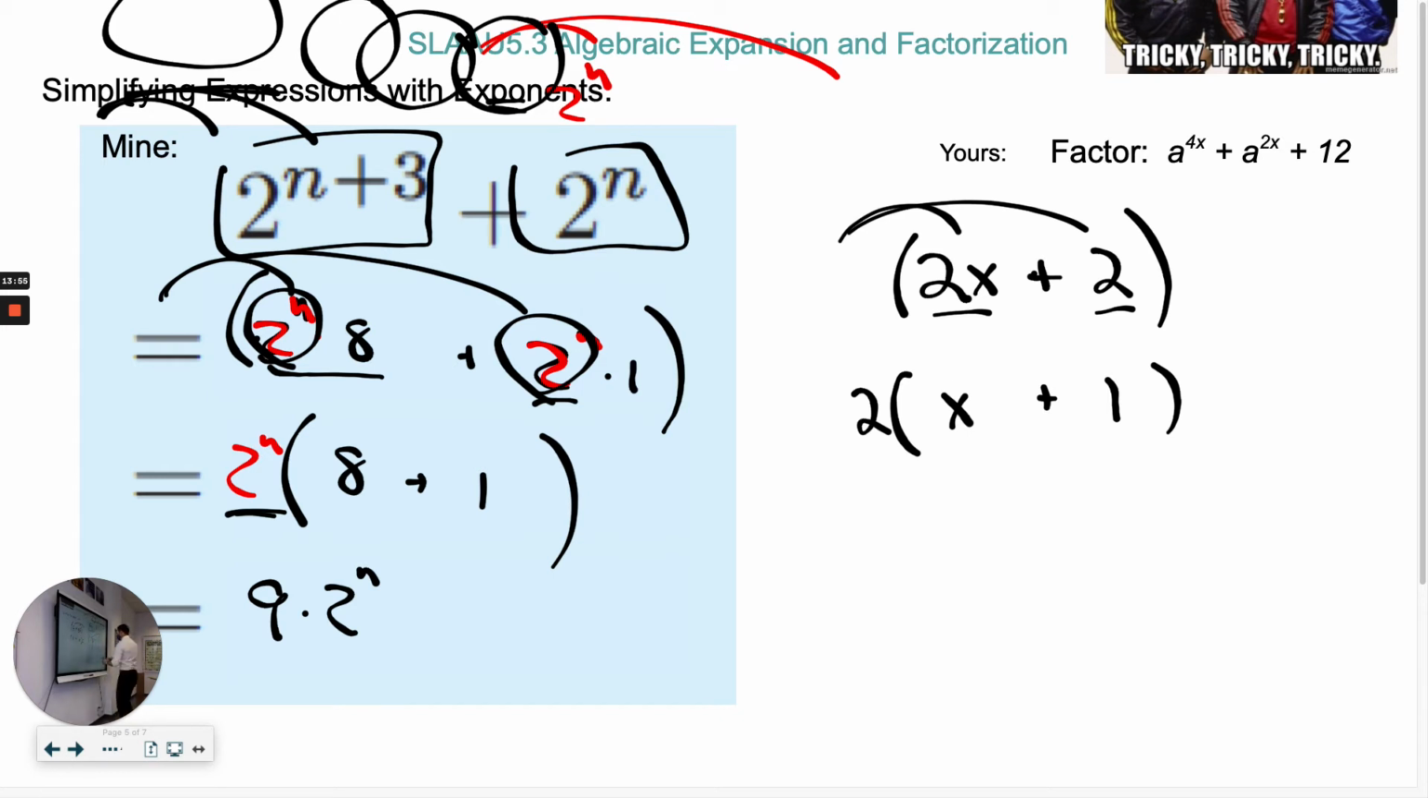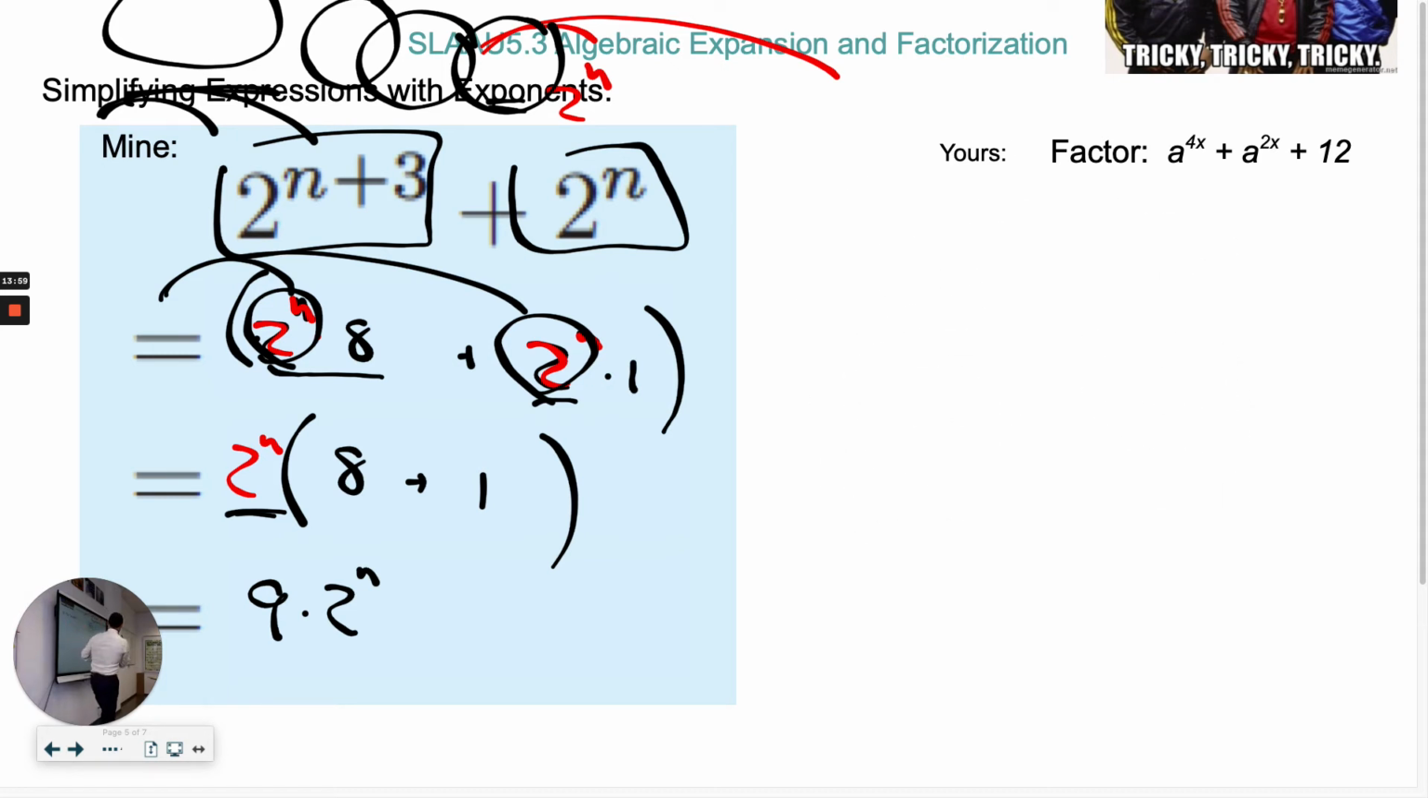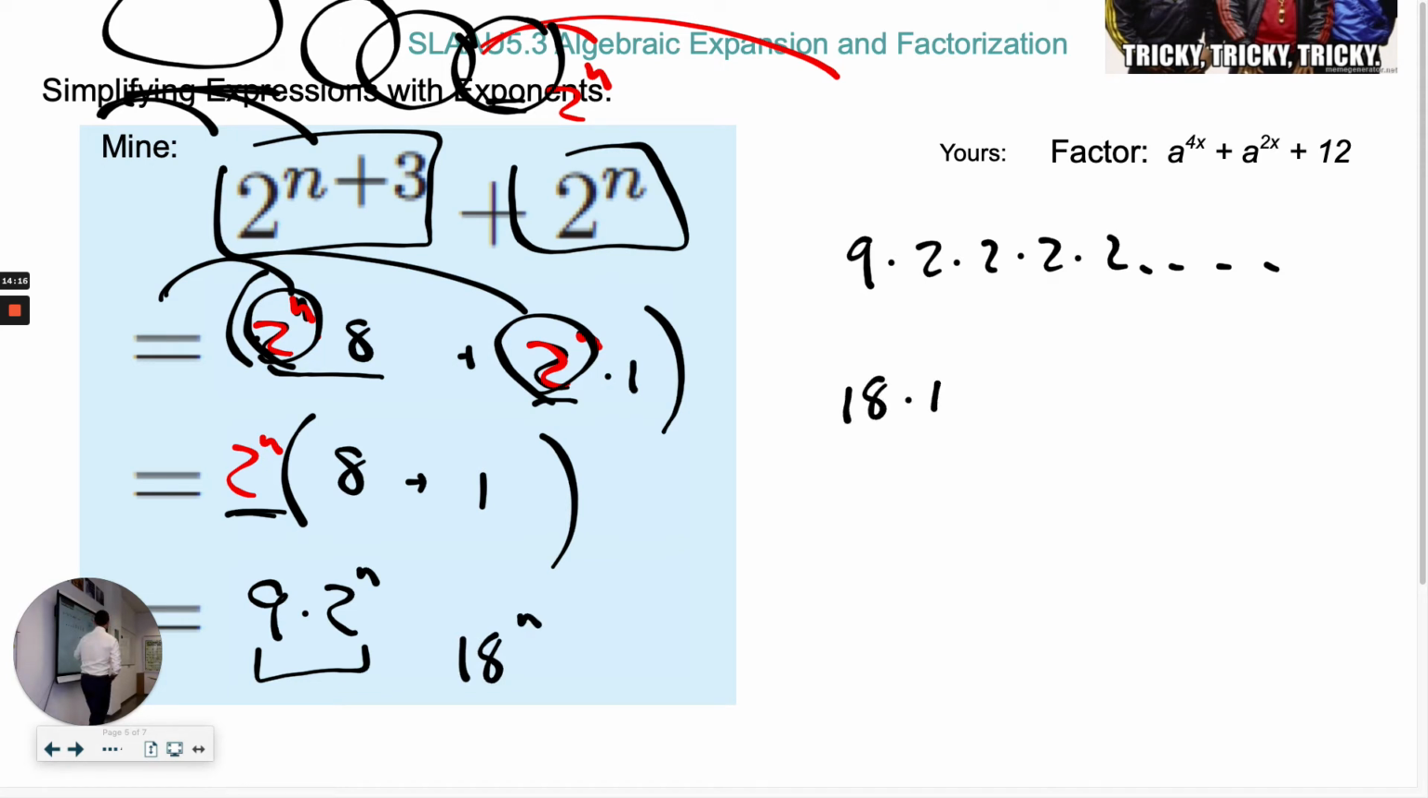But don't make the mistake of calling this 18 to the n. Right? Just leave it and walk away quietly. Because this is 9 times a bunch of 2's. How many? I don't know, n of them. But if you're like, I like numbers, let's multiply stuff, and you multiply and call this 18 to the n, that means this is 18 times 18 times 18 times a whole bunch of those. And that's not the same.